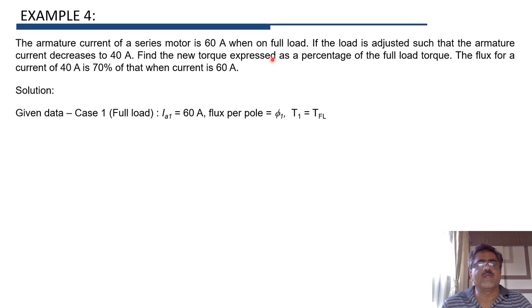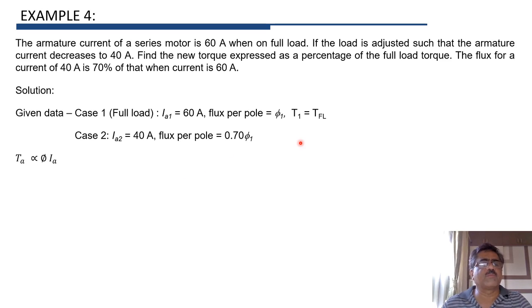Find the new torque, that means the torque in the second case, that is T2, as a percentage of full load torque. Means we have to determine the relation between T2 and T1, or T2 and T full load. The flux for a current of 40 ampere is 70%. So in the second case, Ia2 is equal to 40 ampere, and the flux per pole is 70%, means it is equal to 0.7 into Phi1. So these are the two cases, and we have to determine the relation between T2 and T1.